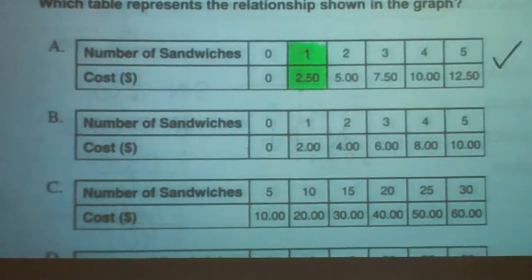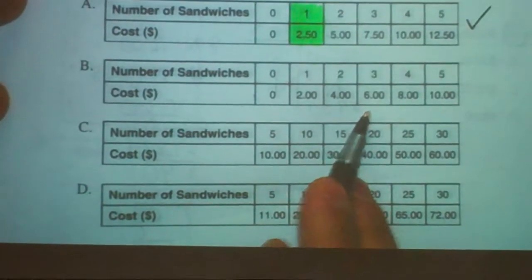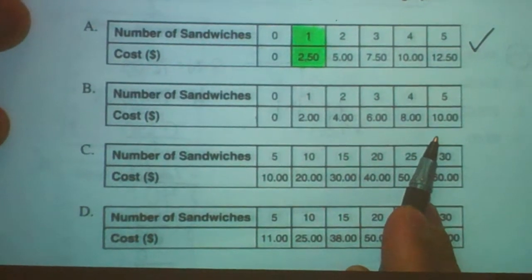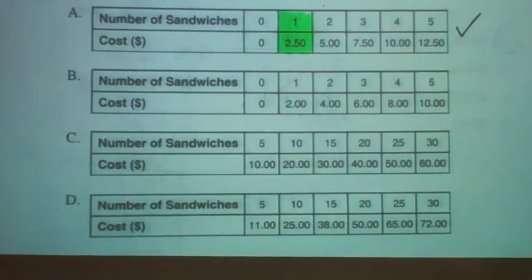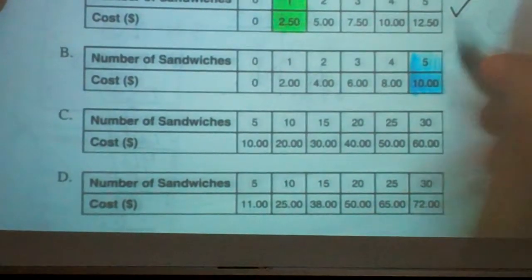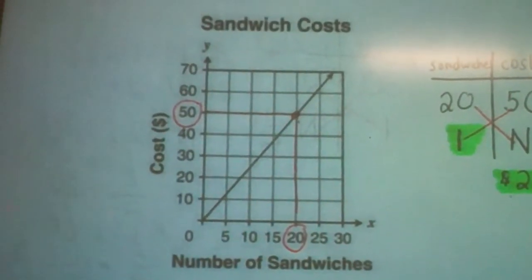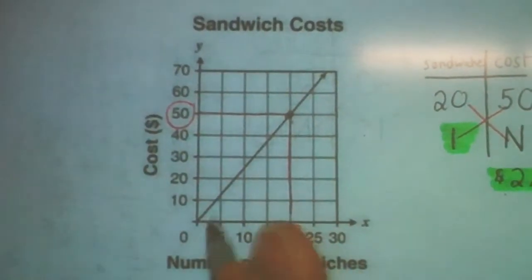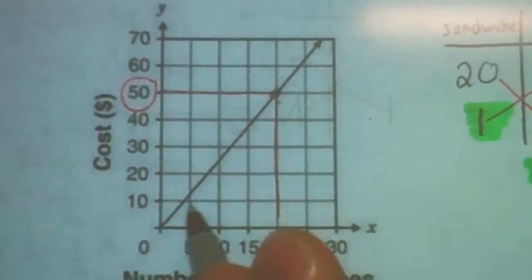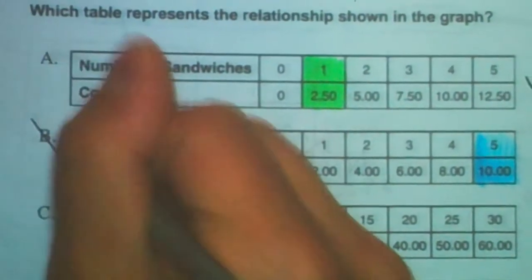Okay? Now, a few other things. If you look at letter B, so there's a couple of points here. This is a ratio table, but if I take a look at any of these points, so let me just take this point right here, 5 and 10. If I look at the graph for 5 and 10, at $10, it doesn't exactly hit 5. Again, at $10, it doesn't exactly hit 5. It has to exactly hit it for it to work. So letter B is wrong.